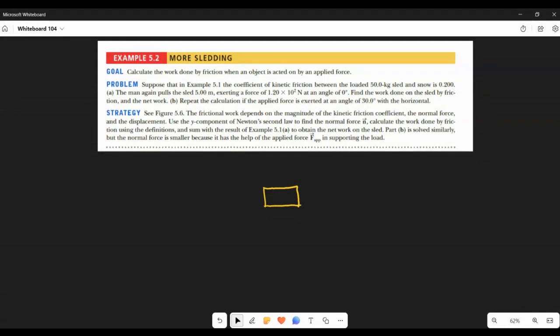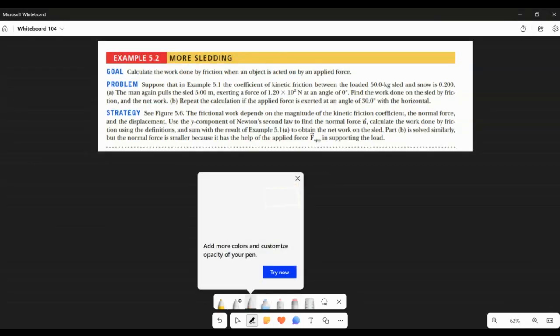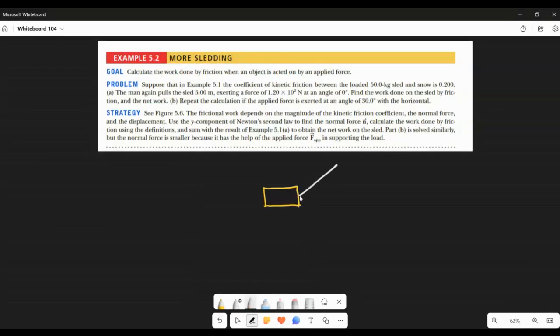Let me change my pen color. I'm assuming you can see. That's 30 degrees over here. Oh no, that's 0 in the first case. And we've got our FK. Okay, so again at 5 meters, you get the idea. It starts at 0 and moves 5 meters, so it's 5 meters.